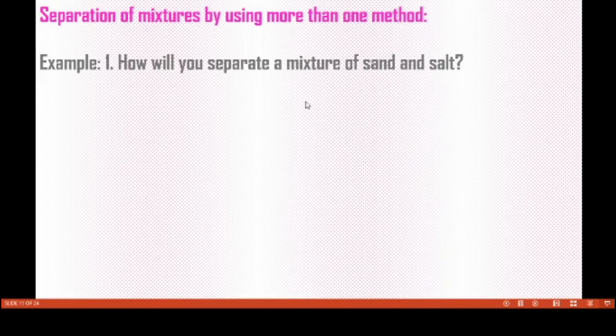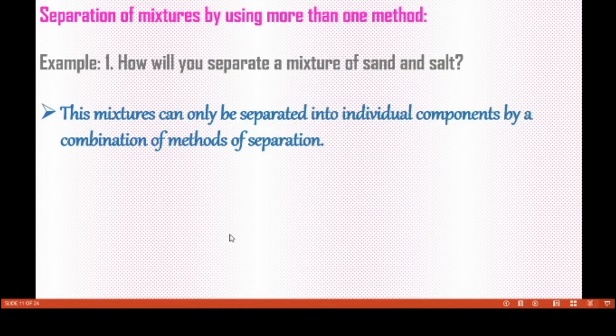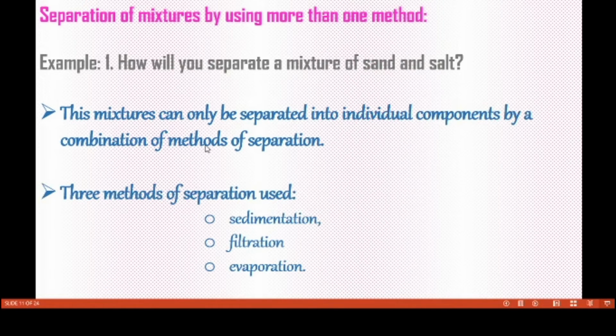Separation of mixtures by using more than one method. Many mixtures can only be separated into individual components by a combination of methods of separation. So, how will you separate the mixture of sand and salt? This mixture contains two components, sand and salt. Now, salt is soluble in water, whereas sand is insoluble in water. This difference in the solubility of salt and sand is used to separate them.